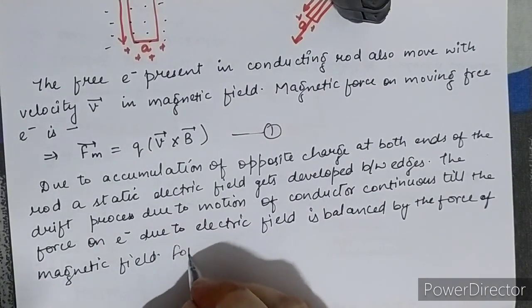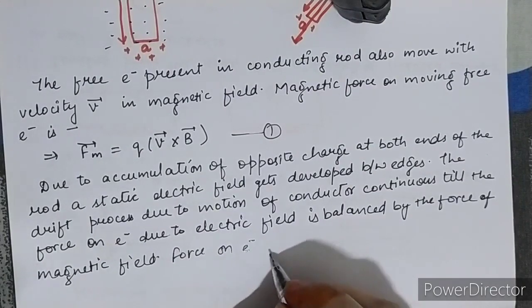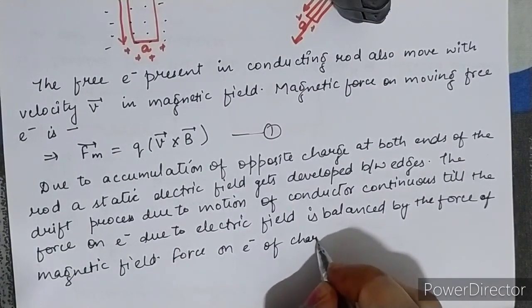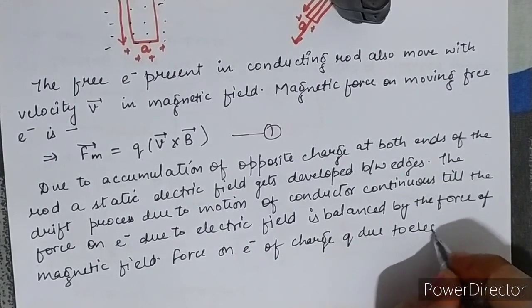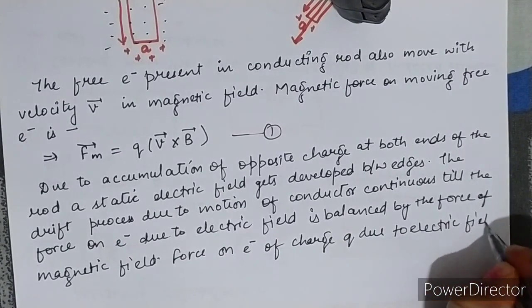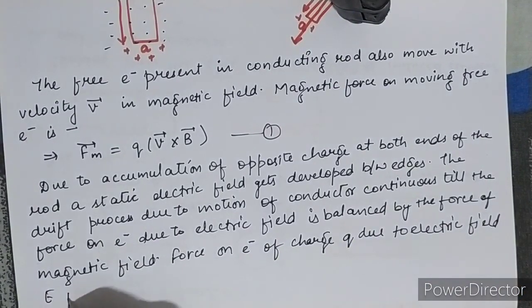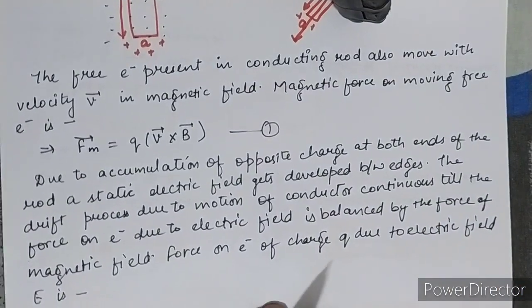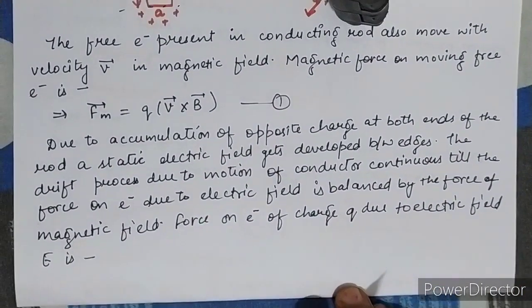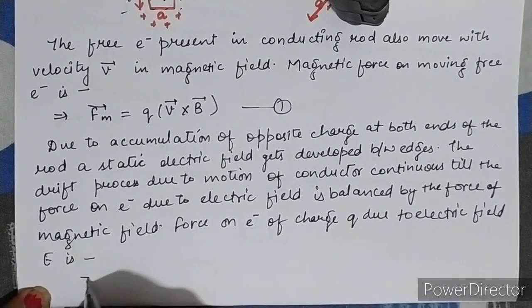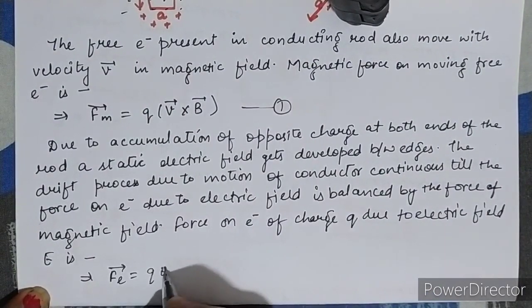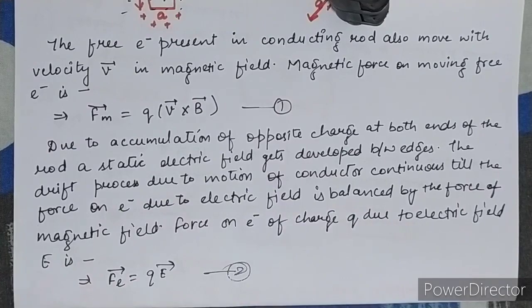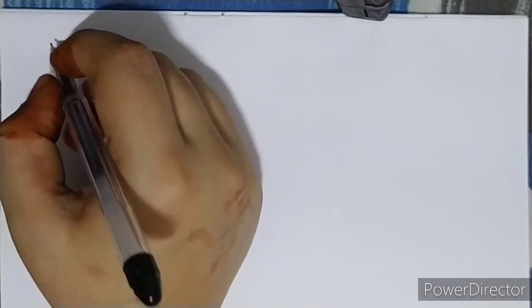So, force on an electron of charge q due to electric field E is, from your first chapter, F equals qE. Equation number 2. Now there is a static equilibrium that has been developed.